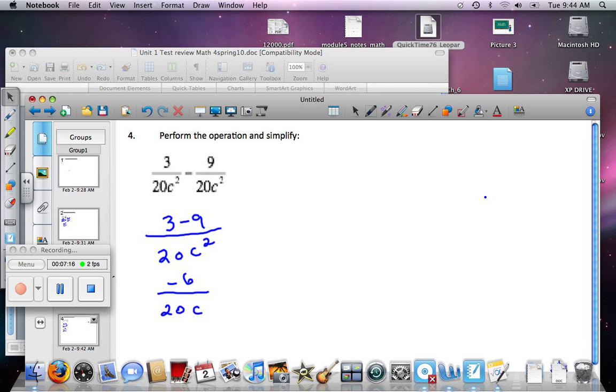20c squared. Do I appear to be finished with that problem? Think about it for a second, and of course the answer is no, because negative 6 and positive 20 have a common factor. That factor is 2. 2 goes into both of those. 2 divides into 6 3 times. 2 divides into 20 10 times. So my final answer will be negative 3 divided by 10c squared. I know that I'm finished now because there are no common factors in the numerator and denominator. I have a negative, it's in the numerator, which is where it's supposed to be, not in the denominator. So that's my final answer.